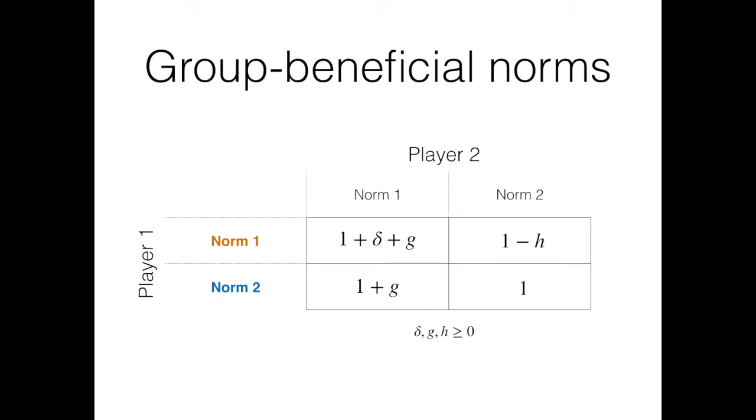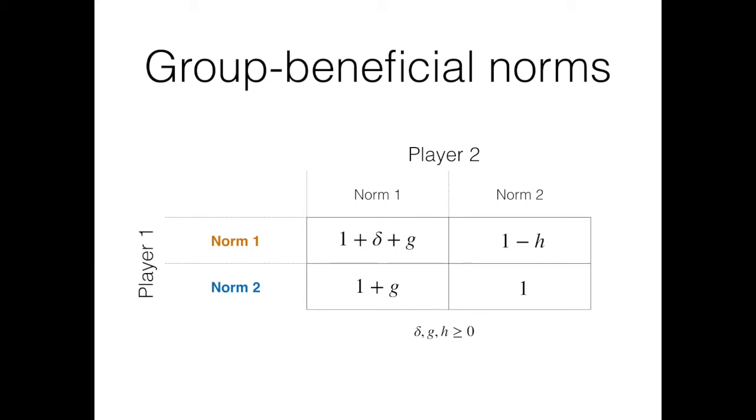Norm 1 here is the group beneficial norm. Those employing norm 1 confer a benefit G on everyone regardless of their norm. So norm 1 is also prosocial because it contributes to everyone regardless of what norm everyone is using. There's also an additional benefit, delta, of coordinating on norm 1 that isn't present when coordinating on norm 2. So coordinating on norm 1 is obviously preferable to coordinating on norm 2, and it's pretty clear that if norm 1 is common, then anyone using norm 2 should switch to receive the additional benefit delta, and also G.